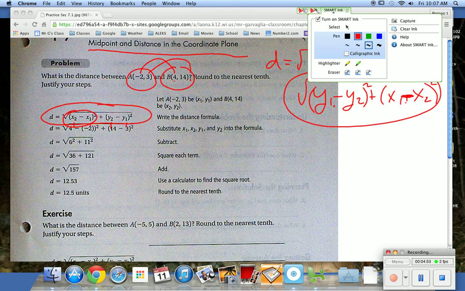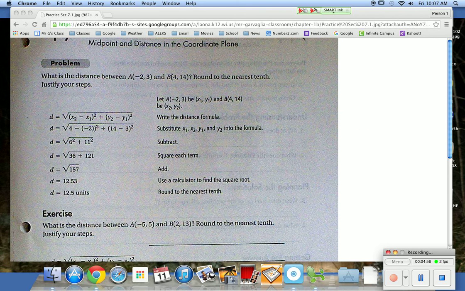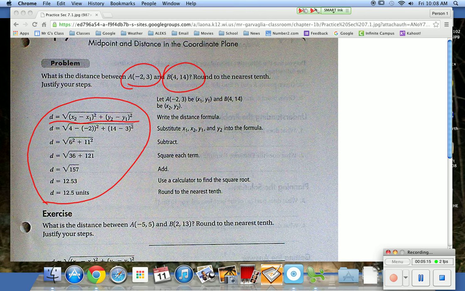Let's take a look how this works. In this case here, we're using A as -2 and 3, and B is 4 and 14. It's going to be on your practice sheet. This is where it's done right here. We're taking the distance formula right here. We're inserting -2 for x1, 3 for y1. Notice what happens. We're adding, right? 4 minus a -2 is really 4 plus 2, right?